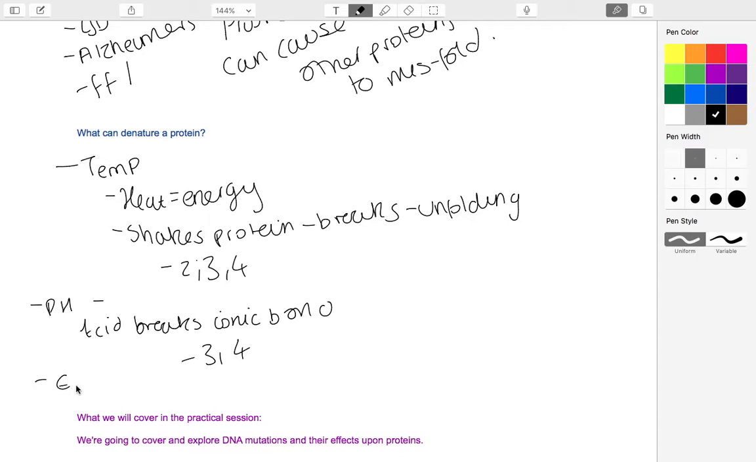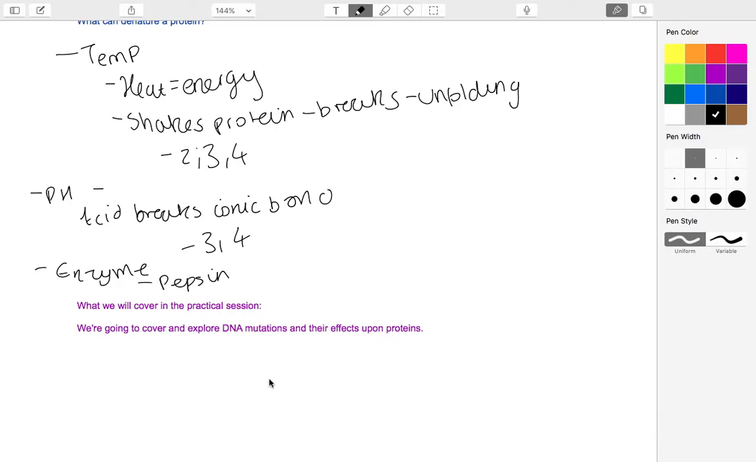And then we've also got enzymes. Enzymes are capable of breaking apart proteins, and an example of this is pepsin, a protein found in your stomach. Obviously it's part of your digestive system to break apart proteins. So next we're going to cover DNA mutations and their effects upon proteins. I'm going to put that in the same category under the lecture. It's just a little bit extra, and that's going to start preparing us for our practical. So I'll see you there.